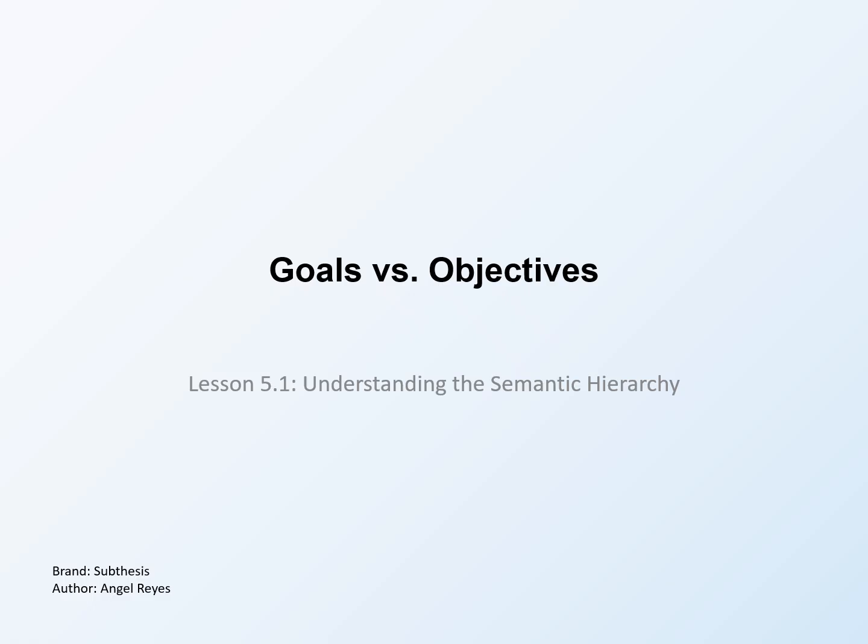In this lesson, you will understand the critical distinction between goals and objectives, a semantic hierarchy that confuses many grant writers but is essential for effective proposals. By the end of this lesson, you will clearly distinguish goals from objectives and understand why this distinction matters.